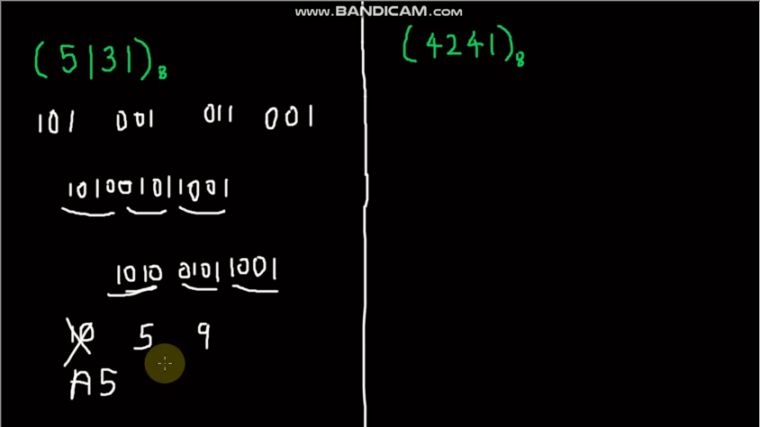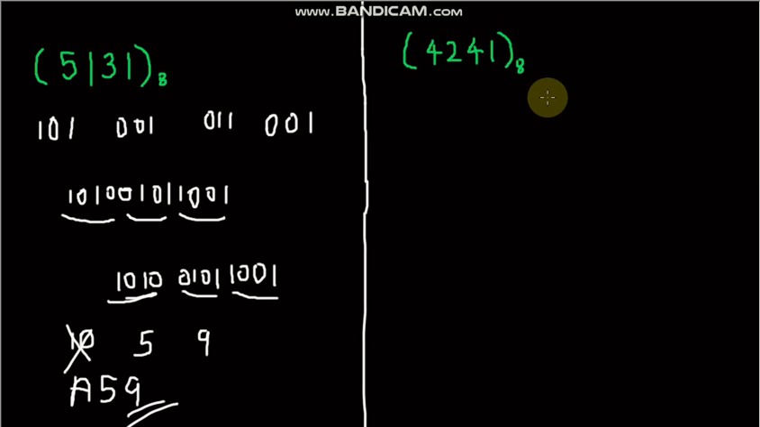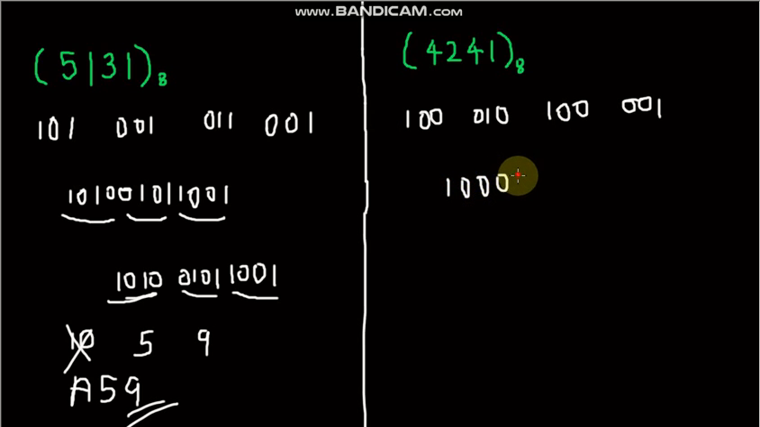So our final number is A59 in hexadecimal. Now let's take a last example. 4241 in octal, we have to convert it into hexadecimal. We have to write down the 3-bit binary equivalent of the individual digits, that is 100, then 010, again 100, and 001. We have to merge these groups, so we get 100010100001.